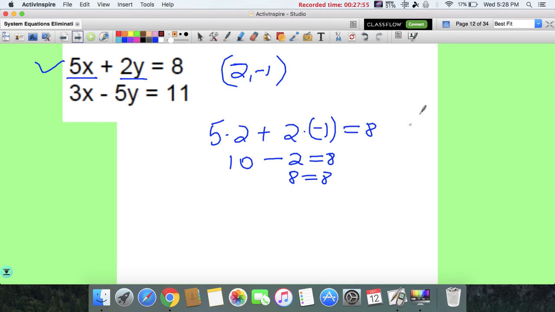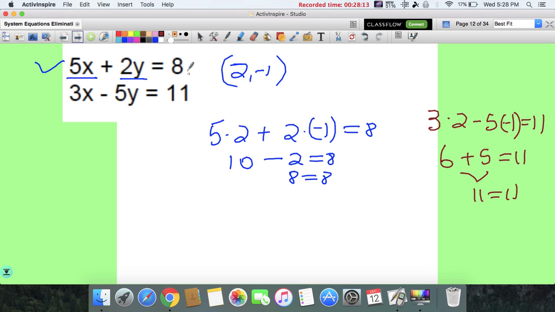Let me do the second equation. It would be 3 times 2 minus 5 times negative 1. That should give you 11. It's negative 1, by the way. 3 times 2 is 6. Negative 5 and negative 1 is positive 5. That equals 11. And you get that 6 plus 5 is 11. So you see this point makes this equation and this equation true. So that point of intersection, which we're looking for, makes those two equations true.